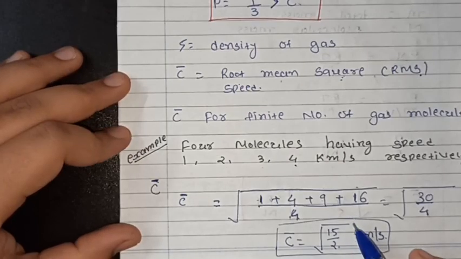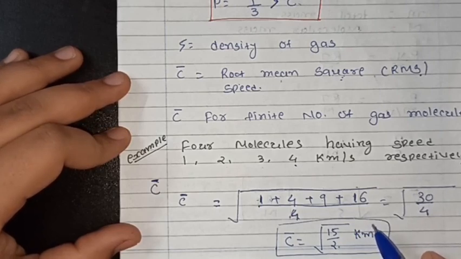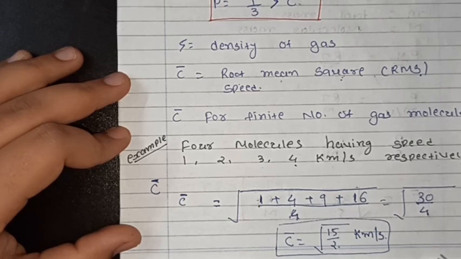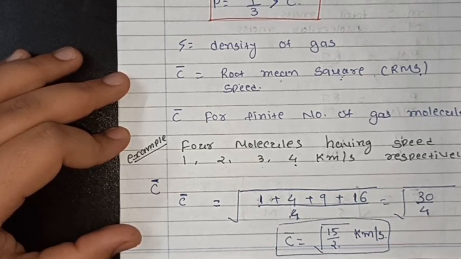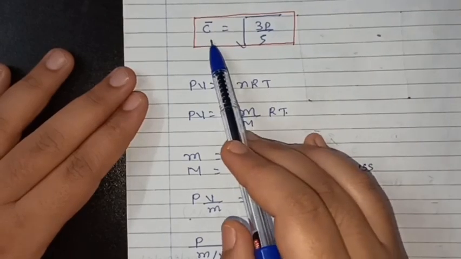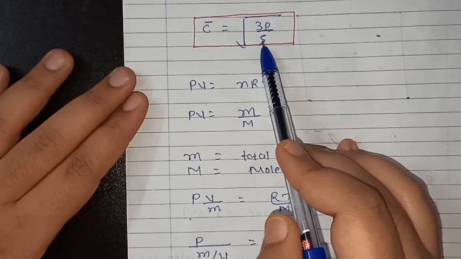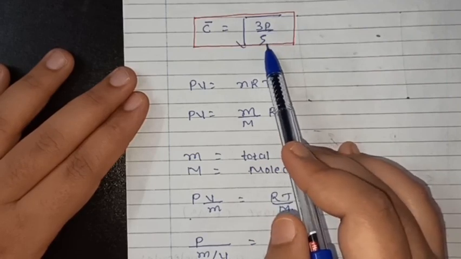But this process is applicable only when we have finite number of molecules. But as the number of molecules increases, this process will become tedious. So for infinite number of molecules or large number of molecules, the RMS speed is given by under root 3P by rho. Here P is the pressure and rho is the density.